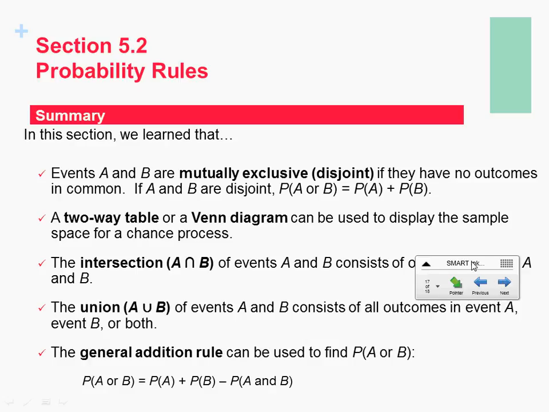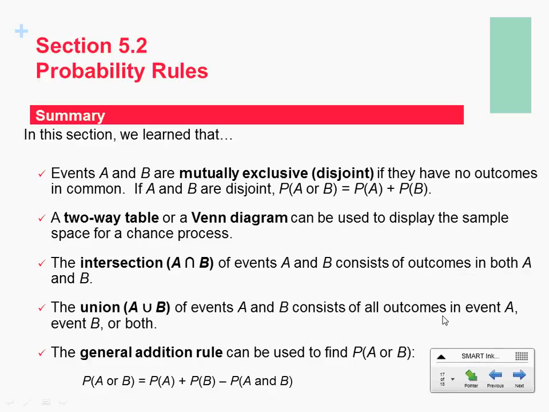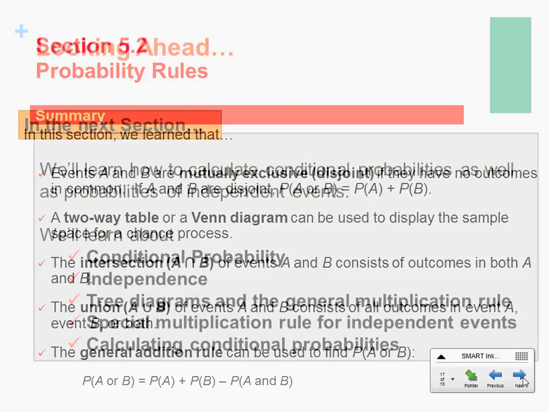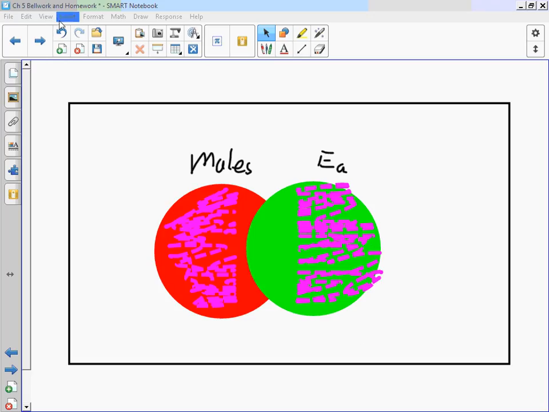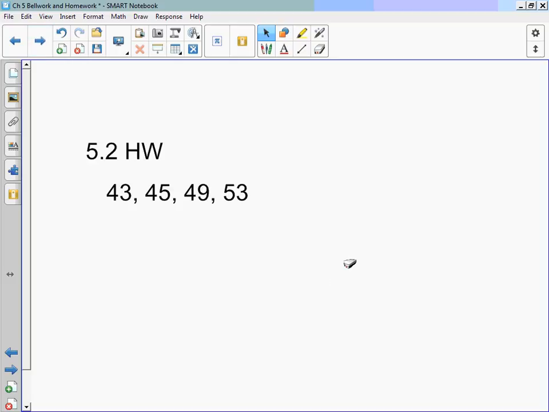Homework for today is very short, only 4 problems, because tomorrow you're going to get the big book probability. Homework is 43, 45, 49, and 53. If it needs to be paused, please pause the video.